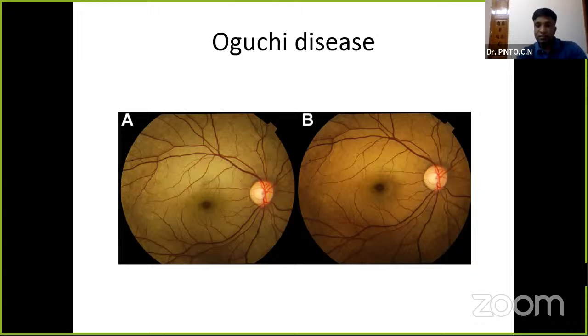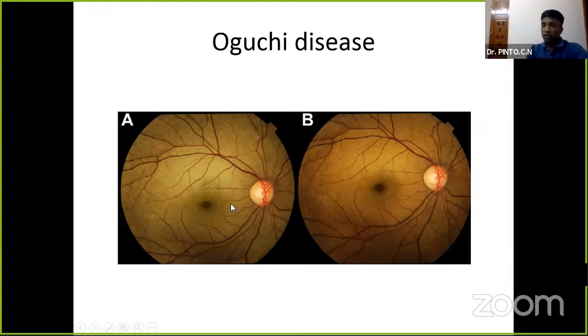Oguchi's disease is a type of congenital stationary night blindness. If you look at this fundus, you just compare, both are not normal, both are not similar. Look at the color, this is dark in color, this is brighter in color. This brighter color is known as a golden yellow color. This is due to golden yellow pigment deposits, which is seen in a case of Oguchi's disease.